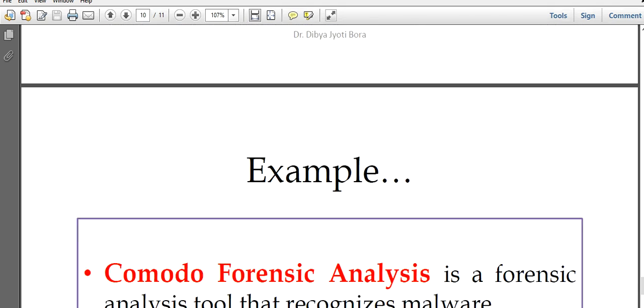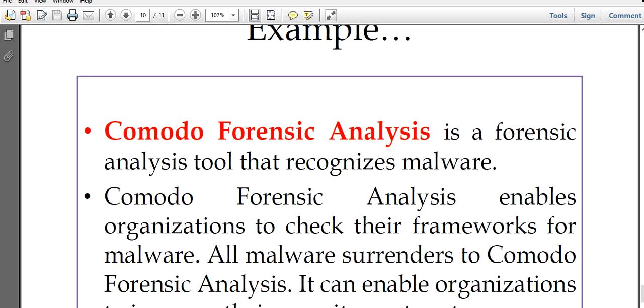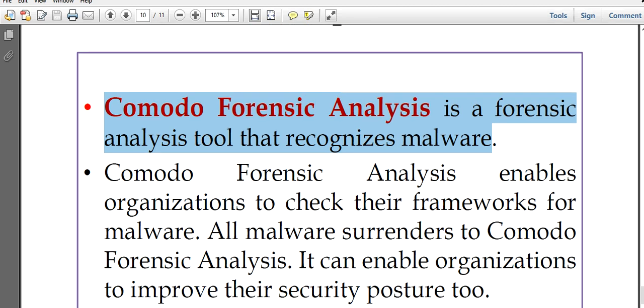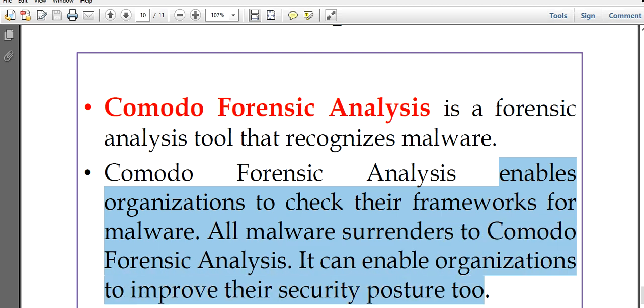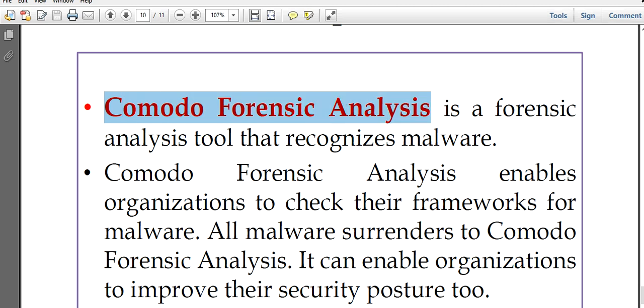So guys, one example of this type of malware analysis is Comodo forensic analysis. This is a forensic analysis tool that recognizes malware. You just remember this name. This analysis enables the organization to check their frameworks for malware, and all malware surrenders to this Comodo forensic analysis. It can enable organizations to improve their security posture too. So go and do some case study on Comodo forensic analysis.